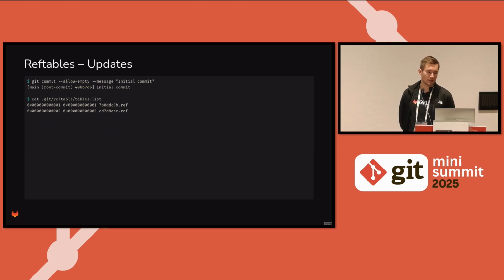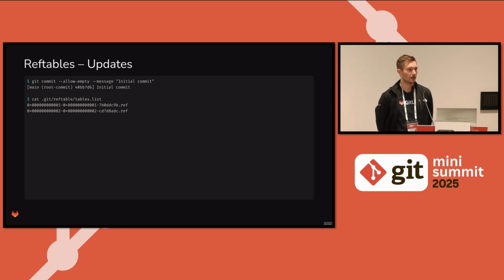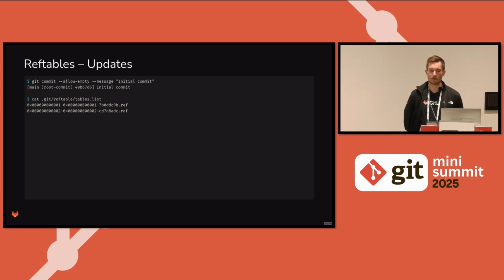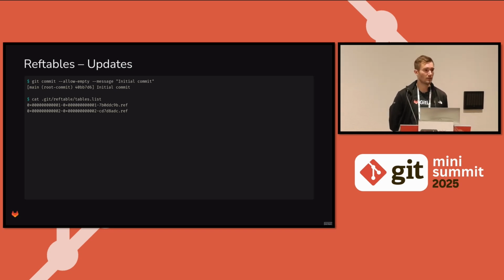As I've mentioned already, Git will append a new table to your tables.list file every time you update the reference. So when we create a new commit, you can see that our tables.list file now has two entries, the old table that we already had and a second one.